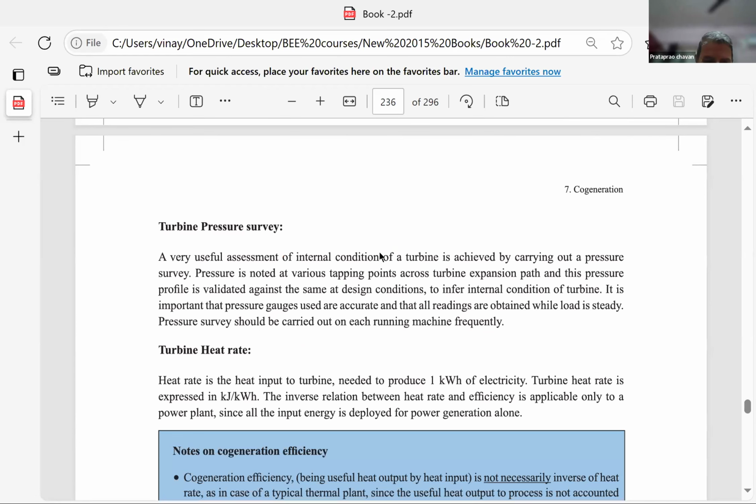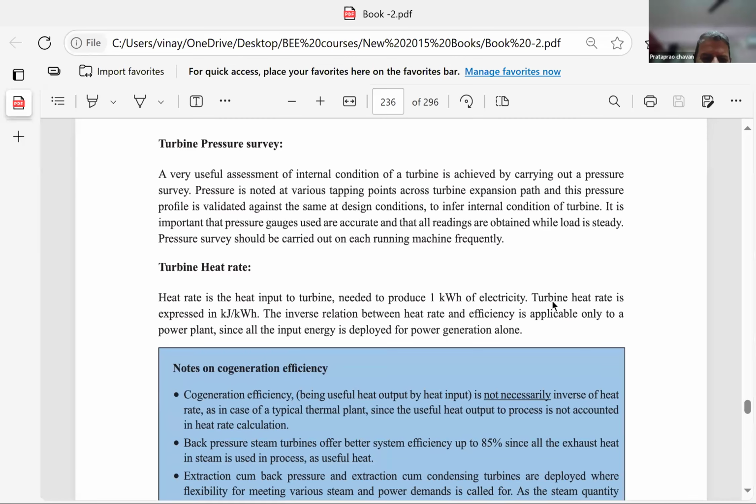Then turbine pressure surveys. Again, there is no graph here. You read and understand the issues involved.